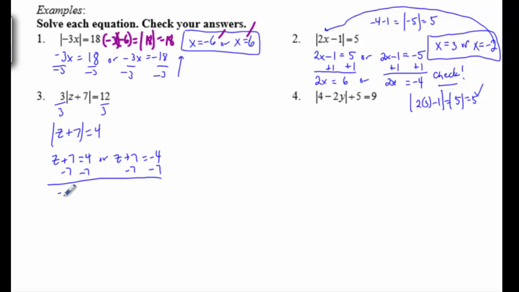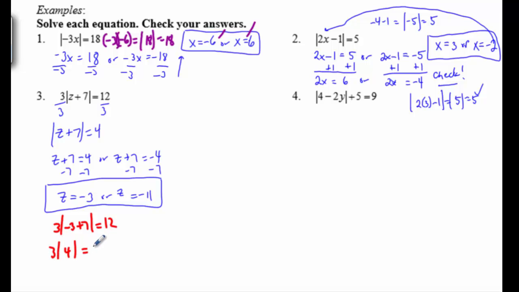Draw a line. We get z equals negative 3, or z equals negative 11. Okay. If we check, so we're going to go 3 times negative 3 plus 7 should equal 12. 3 times the absolute value of 4. Absolute value of 4 is 4. 4 times 3 is 12.